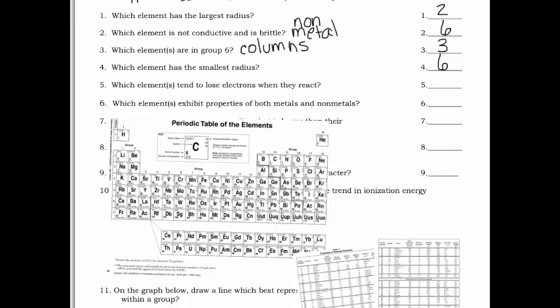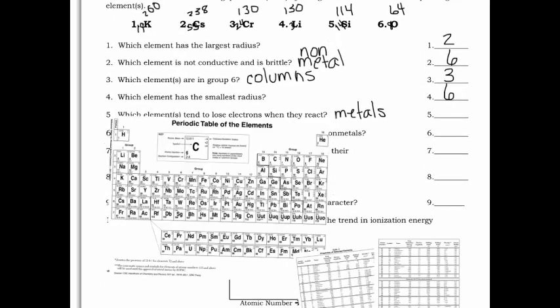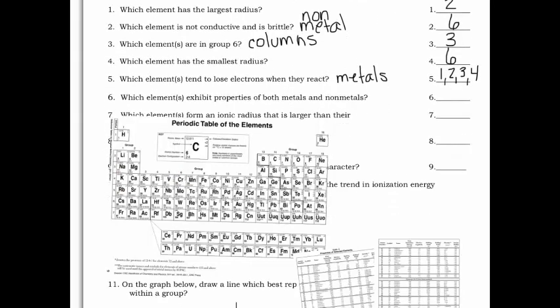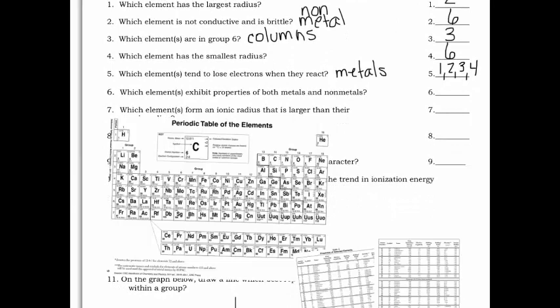Which elements tend to lose electrons when they react? The ones that tend to lose are the metals. Metals, it would be easier to lose to get that full valence shell, where nonmetals would tend to gain. So we need to pick out all of our metals. We just called potassium, cesium, chromium, and lithium all metals. So those ones, being that they're all on this side of the periodic table, are metals and therefore would lose electrons.